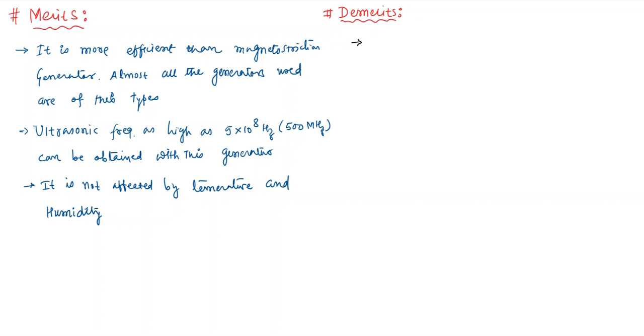Now the demerits are very common and practical. The cost of piezoelectric quartz is very high. As we know, quartz is not easily available, and tourmaline is also not as easily available as the magnetic material. We saw in magnetostriction that ferromagnetic material is easily available, but quartz is not an easily available material. So the cost of piezoelectric itself is very high, therefore it is a very costly generator.